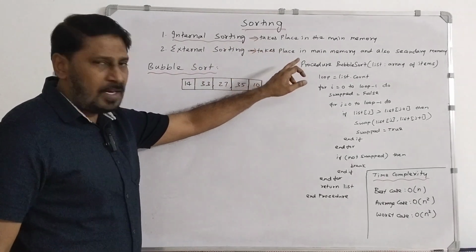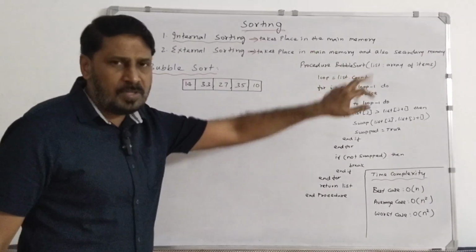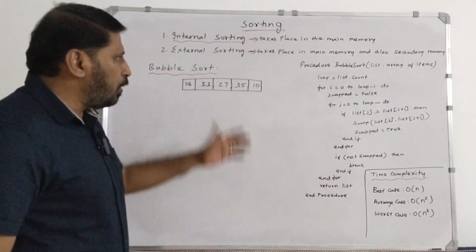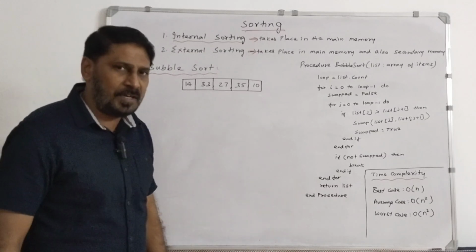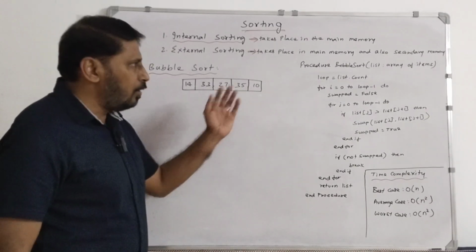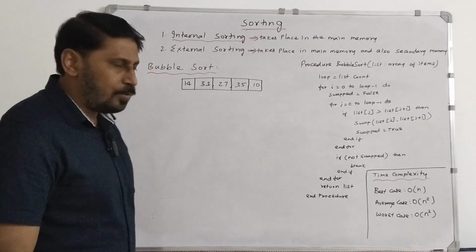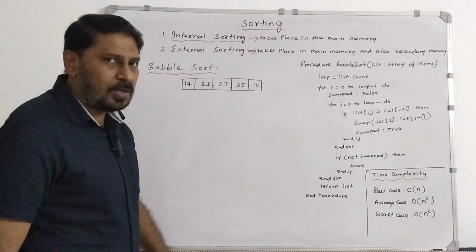at the time of sorting the data, instead of using only main memory, also uses secondary storage, because in external sorting we are handling a bulk amount of data. So whenever we are facing insufficient main memory, we go for secondary storage also. That is the major difference between internal sorting and external sorting.